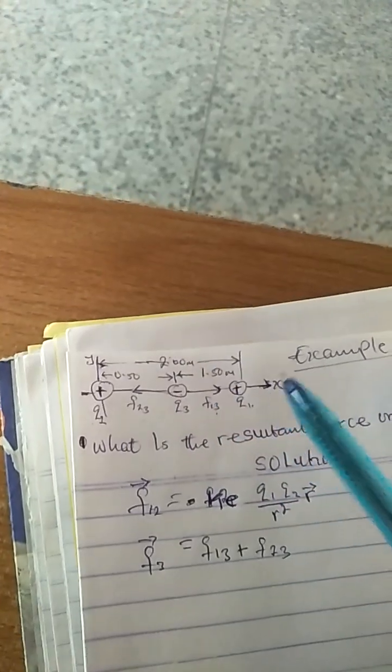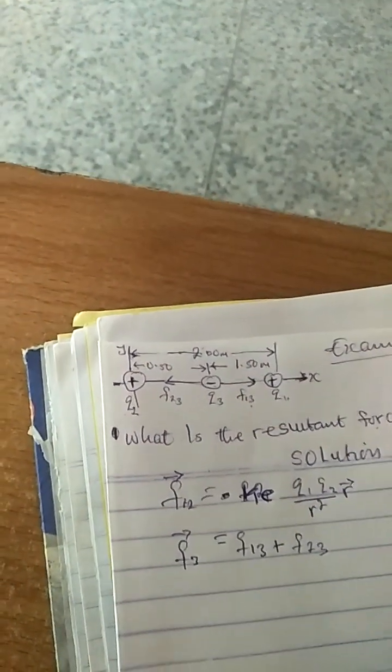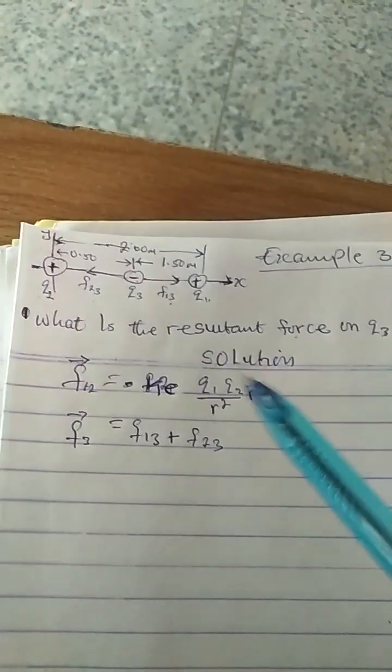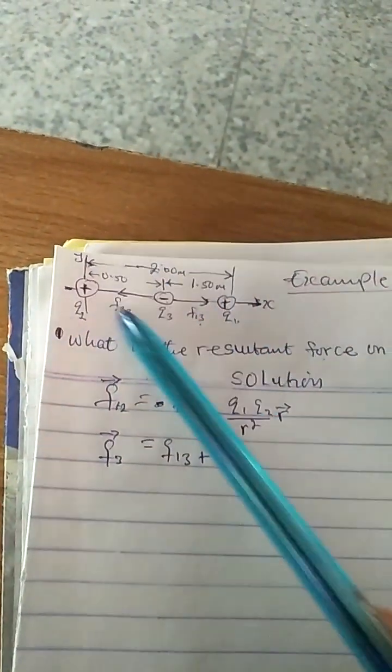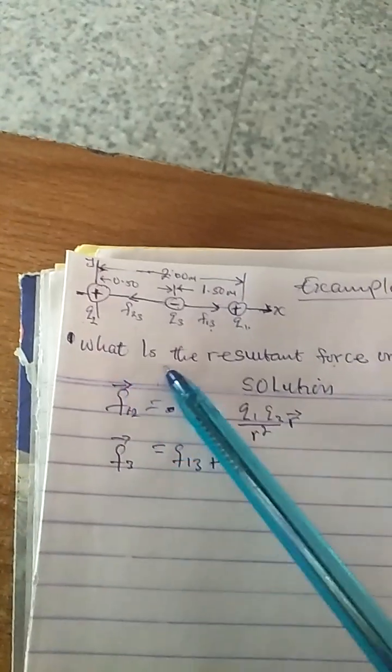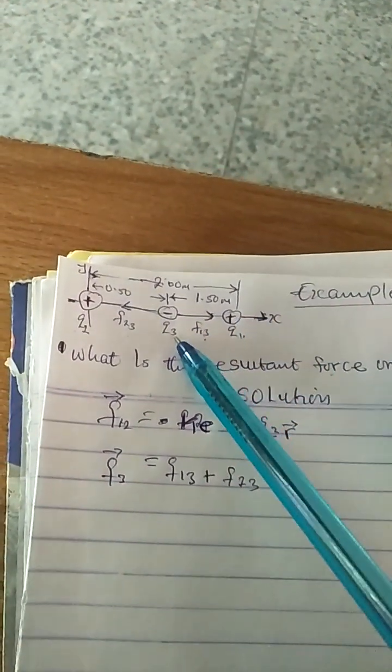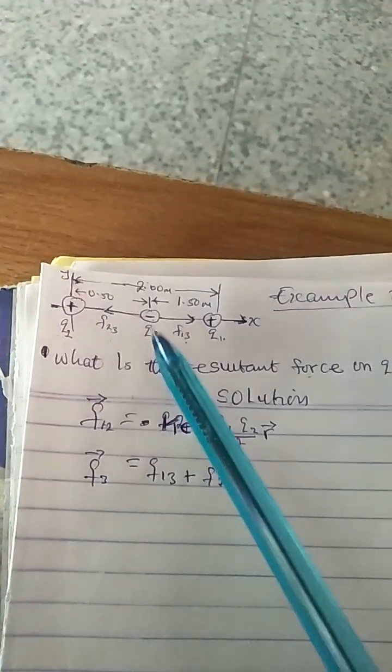In the PDF, we have three figures. We have figure A, figure B, and figure C. And this is the figure B as represented here. So the question is, what is the resultant force on Q3? Where is the Q3? This is the Q3. So what is the resultant force on it?